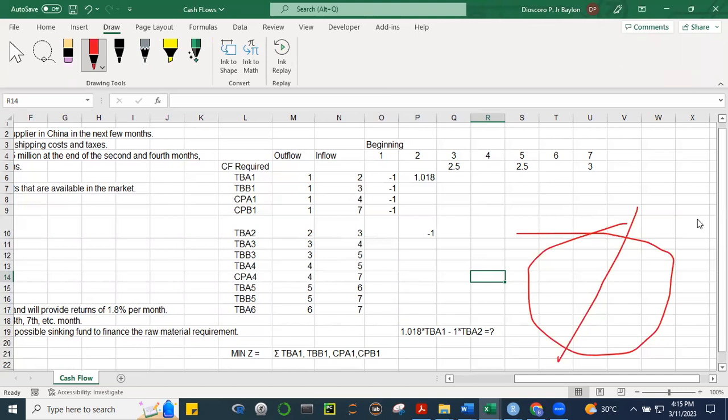Sir, can it be reinvested? Yes, because this is a sinking fund, class. This is earmarked for the purchase. Okay? Do we need already to pay something in month 2?